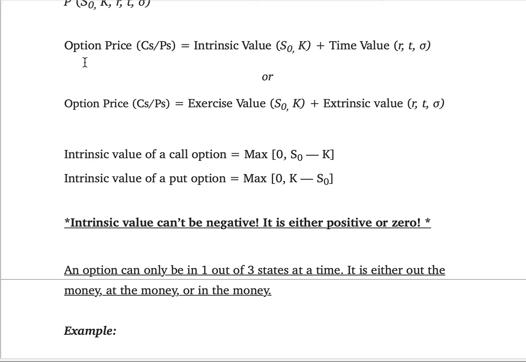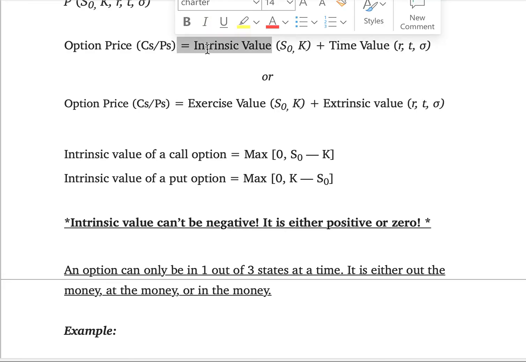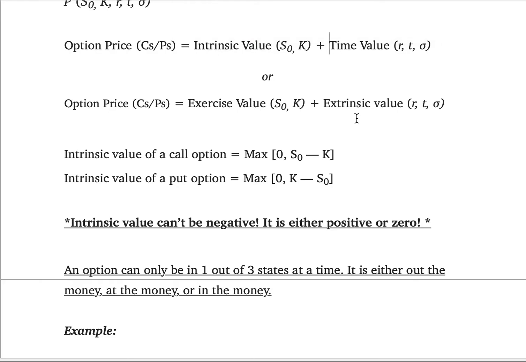Another way to rewrite that formula above is using the exercise value as a substitute for the intrinsic value. It's the same thing. Intrinsic value, exercise value is the exact same thing. Okay? You can only exercise an option once you have intrinsic value. Okay? Same thing goes for the time value. Another word for time value is extrinsic value. They both are a function of the same variables because they are essentially the same thing.